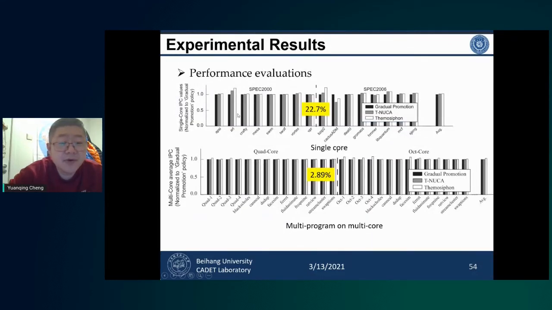And these are some performance evaluations when using our proposed technique. We can improve the performance by 20%, 22%. And also on the multi-program cases, we can improve the performance as well. The performance improvement is due to the write activities in the hot region, because more write intensive data are located in the hot region. We can use a shorter write pulse or shorter write latency to write this data, so that the write performance can be improved.